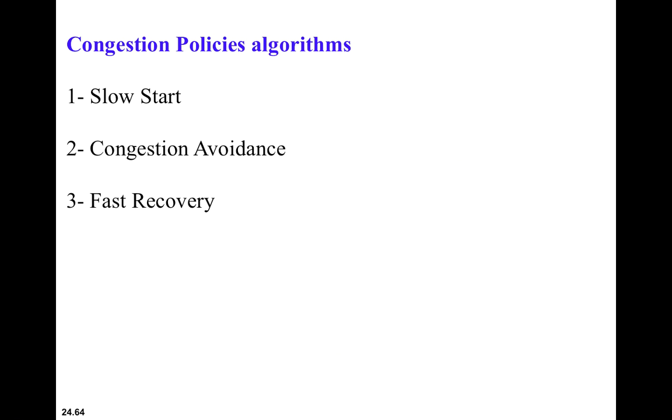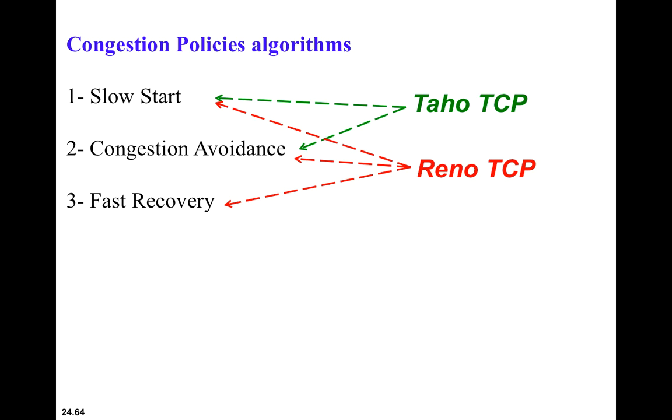So we have slow start, congestion avoidance, and we have fast recovery. Now we will look at some flavors of TCP, some different versions of TCP. We have Tahoe TCP and we have Reno TCP. Tahoe will make use of slow start and congestion avoidance only, whereas Reno makes use of fast recovery as well.